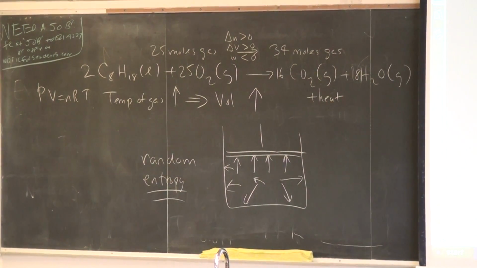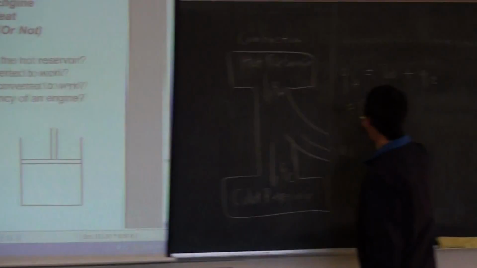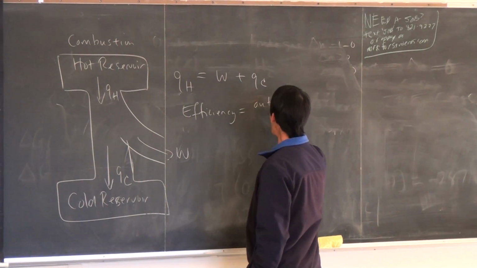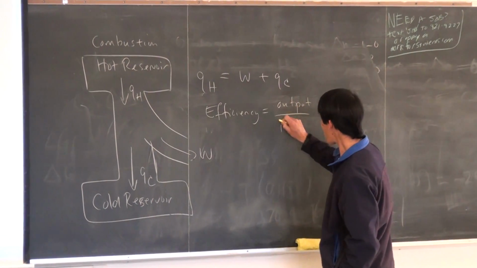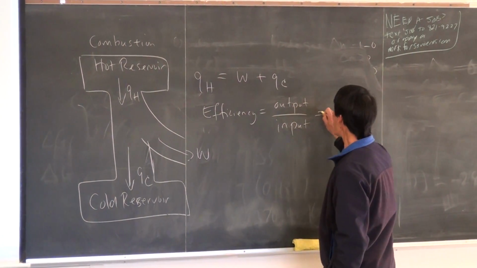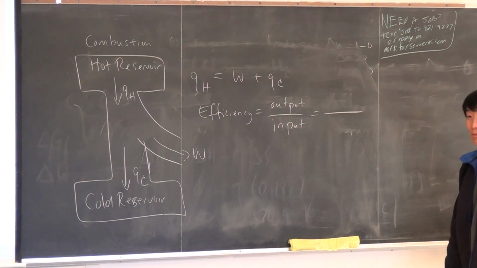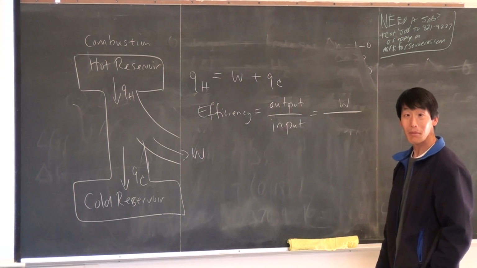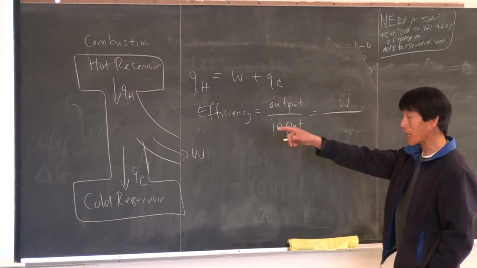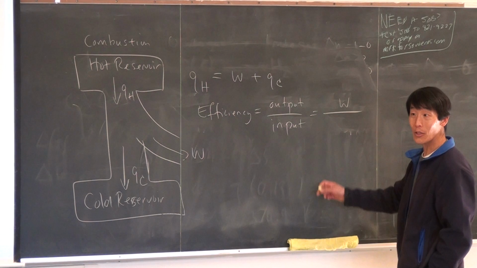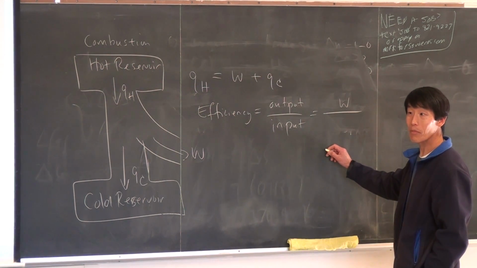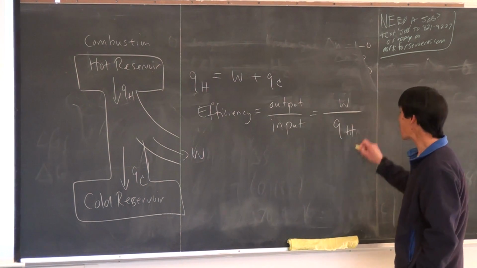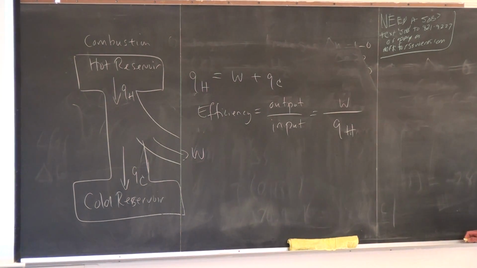Okay, what's the efficiency of an engine? If we define efficiency as the output divided by the input, what's our output in an engine? Work. Yeah, that's our work. What's the input, in terms of the energy? Heat. Yeah, the heat, so it's going to be QH or QC? QH. Yeah, QH. Okay, so we can use this formula as our efficiency.